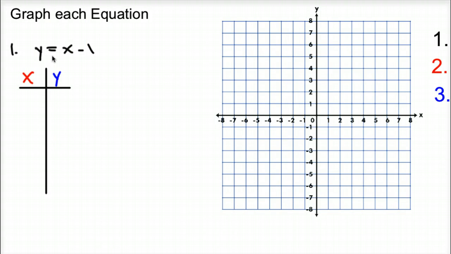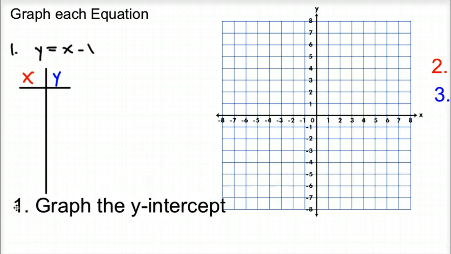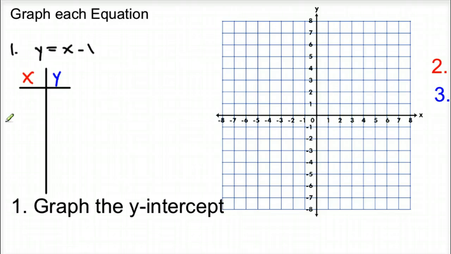So given the equation y equals x minus 1, we want to graph this equation. First, we want to graph the y-intercept. What is the y-intercept? A good idea here would be to write y equals mx plus b right on top. And we can see from this equation, the -1 is my y-intercept. So let's do that first. Let's graph that point there, -1. Now we have my initial starting point.